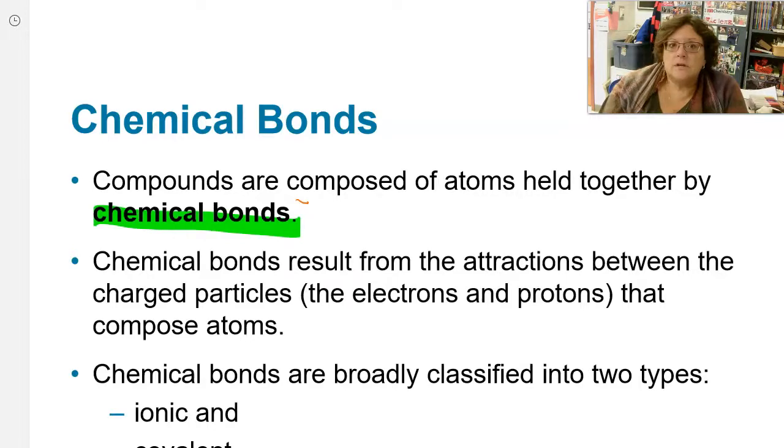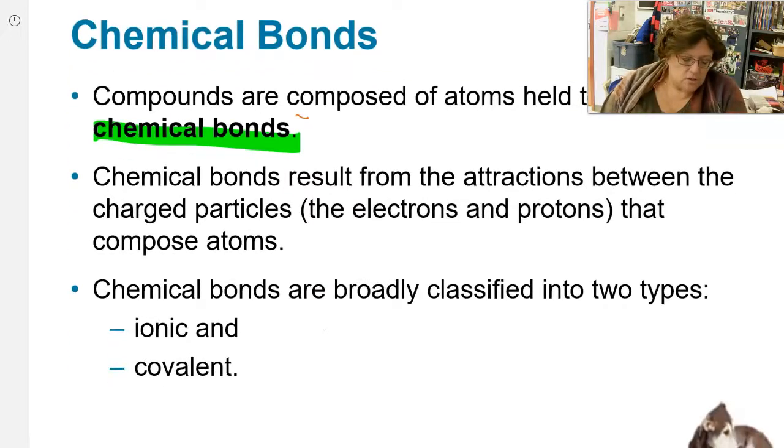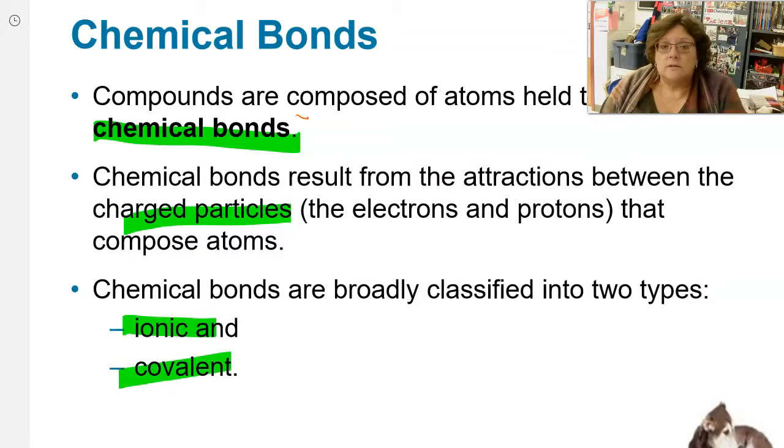We said that compounds consist of two or more different elements that are chemically combined. And what we're going to start to learn about here is how that works. Chemical bonds result from the attraction between charged particles, electrons and protons, that compose atoms. And chemical bonds are broadly classified into two types, ionic and covalent.